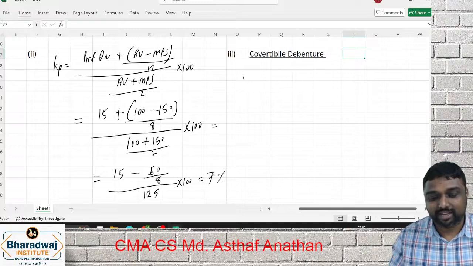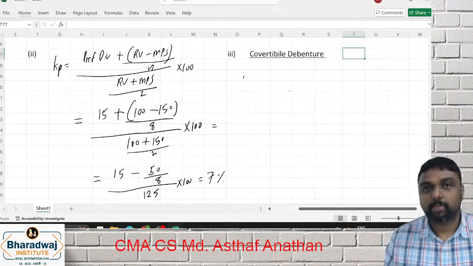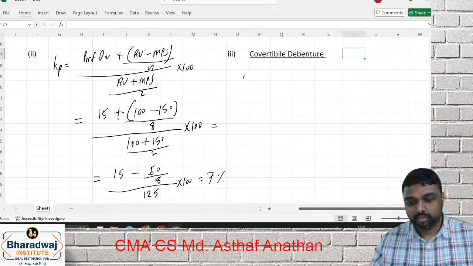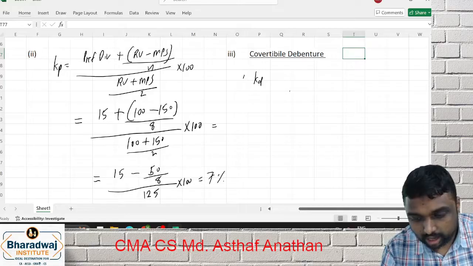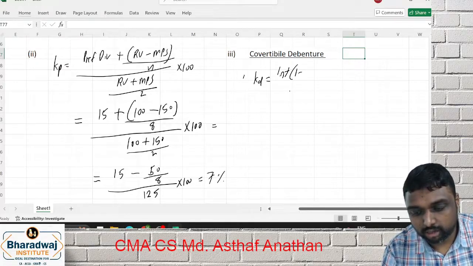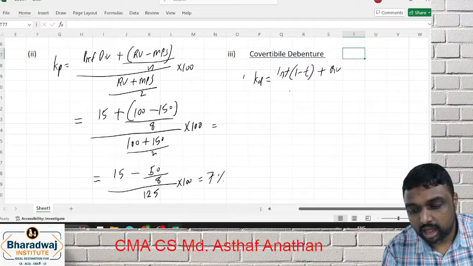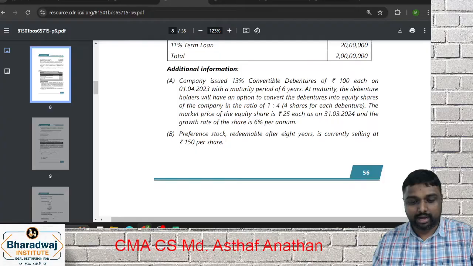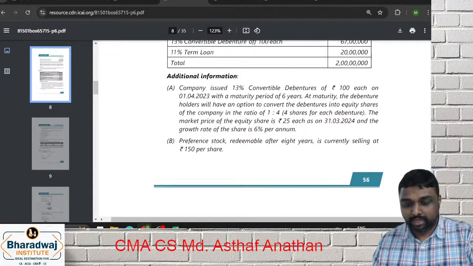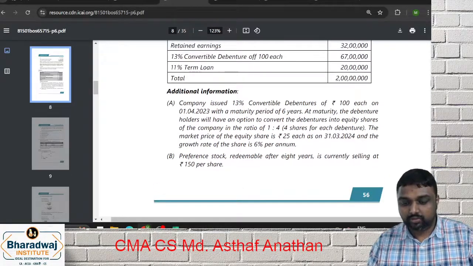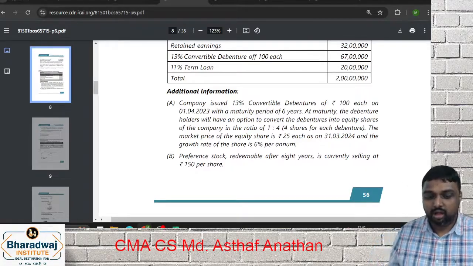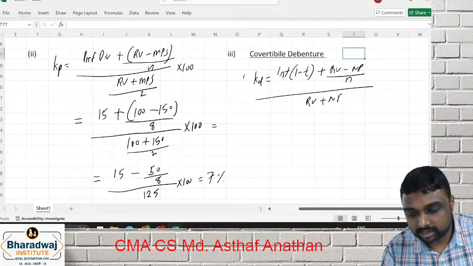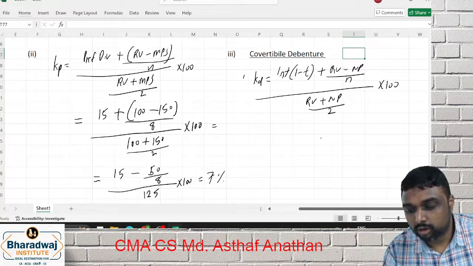So we can go for our formula. What is the formula, friends? KD is equal to interest into 1 minus tax plus RV minus NP by N, whole divided by RV plus NP by 2 into 100. Here NP, or market price. Is the market price given? Debentures of 100 each. Market price is NP only. No separate market price is given.